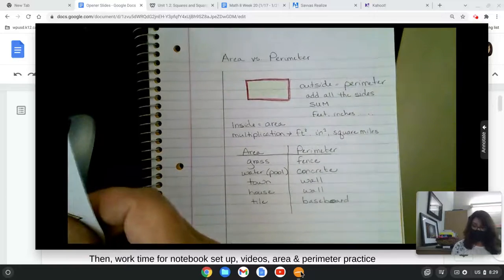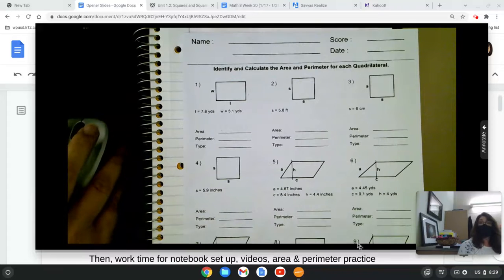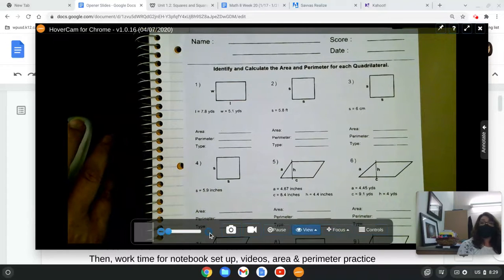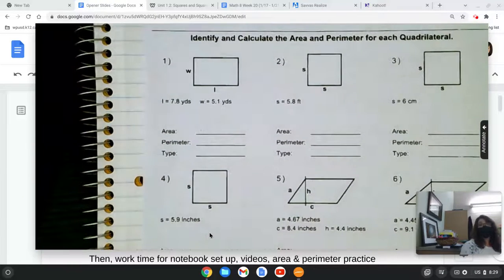Okay, so now I just want to look at number 1. Okay, just number 1. And yes, a bunch of these have decimals. This says the length is 7.8 yards and the width is 5.1 yards. In your group, in your elbow partner space, in maybe a little group of 3 because somebody in front or in back of you is by themselves, I want you to calculate the area and the perimeter of this shape, number 1.